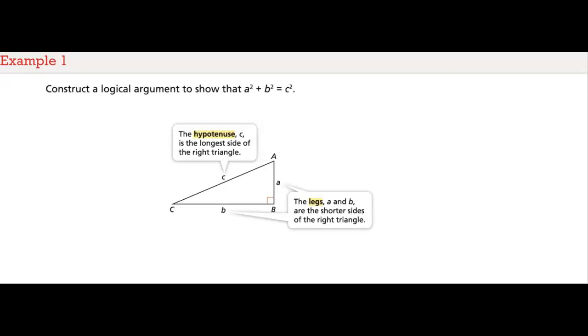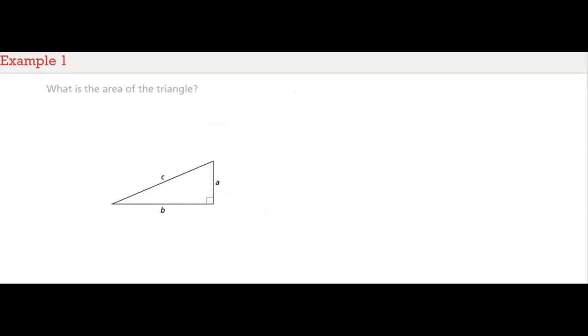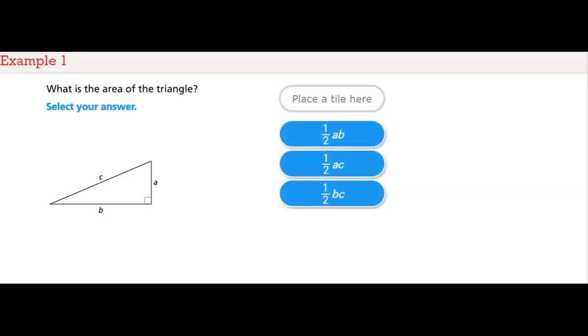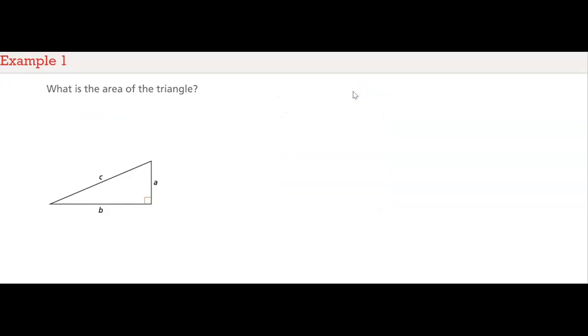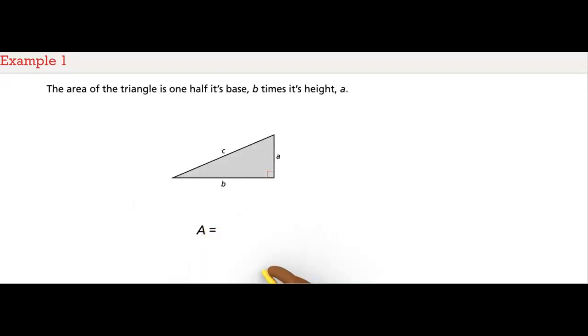Construct a logical argument to show that A squared plus B squared equals C squared. When you think logically and use definitions, properties, and given facts to construct an argument, you are developing a mathematical proof. What is the area of the triangle? Select your answer. The area of the triangle is 1/2 its base, B, times its height, A.